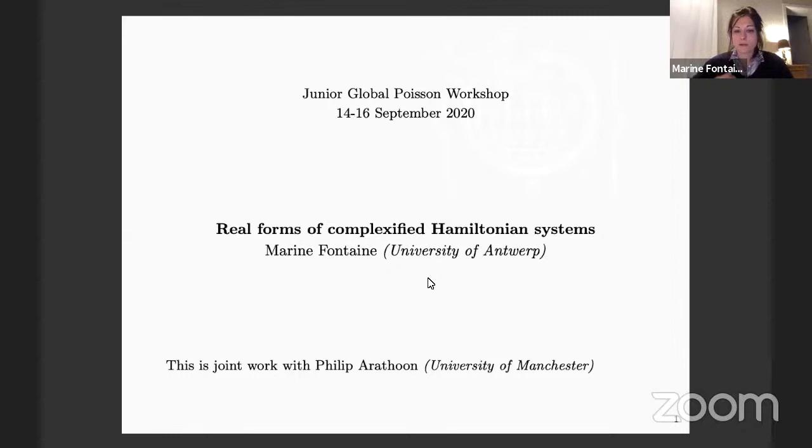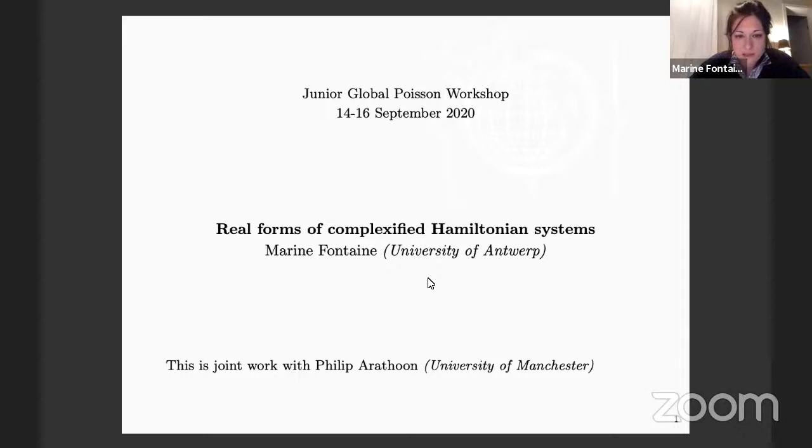But if you start with, for example, a real Hamiltonian system, let's say just R2, and you take a Hamiltonian function, say a polynomial, then it's easy to complexify everything. You go to C2, you have a holomorphic symplectic form, and for your Hamiltonian you take all the variables complex, and you get a holomorphic Hamiltonian system. What we wanted to demonstrate in this work is that from a holomorphic system, which is a rigid one, you can obtain different real forms, different real Hamiltonian systems, that are all related by this holomorphic system.